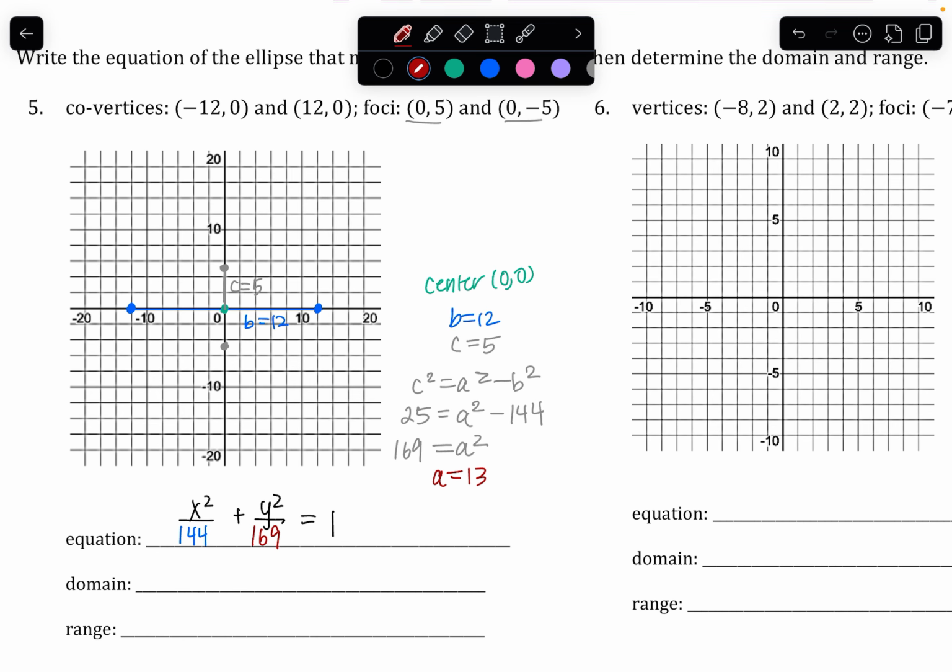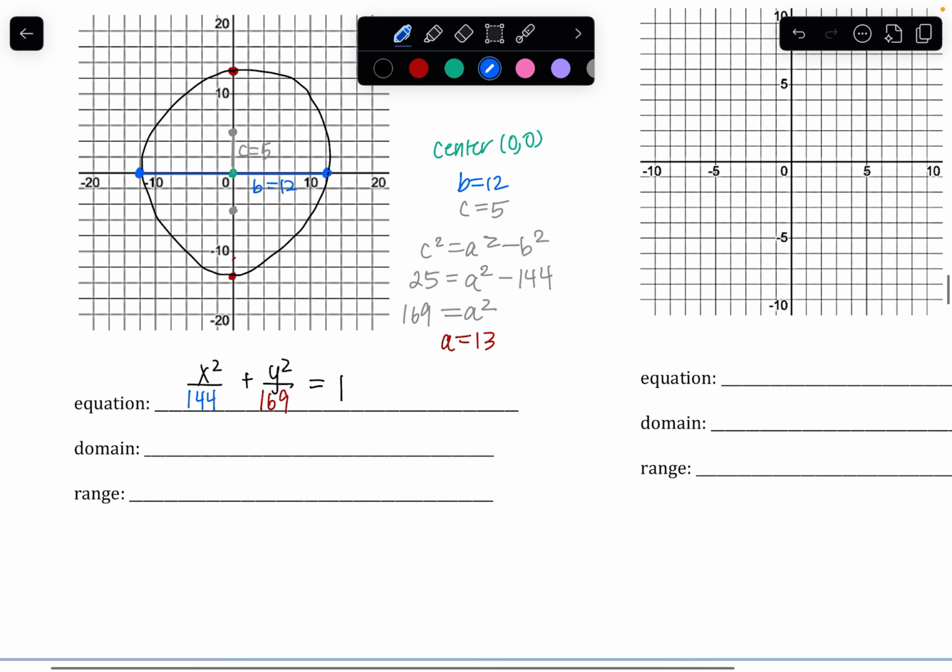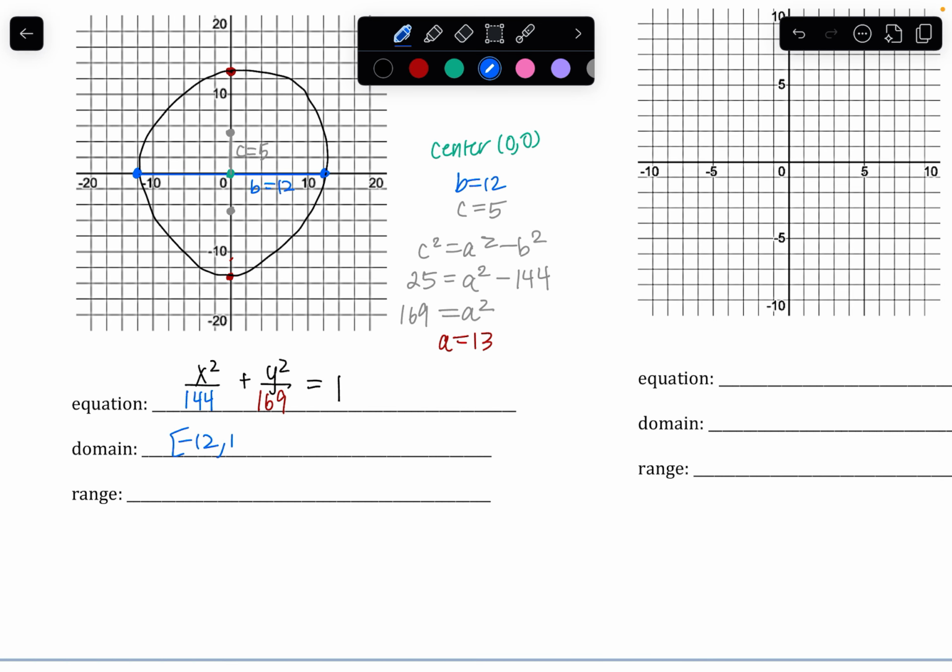And so 13 would fall about there and about there. Oh, no, that's not right. That's negative 13 right here. And so you don't have to do that, but it's helpful when you're writing your domain and range. And so my domain is running from co-vertex to co-vertex, which is negative 12 to 12. And then my range is running from negative 13 to positive 13.